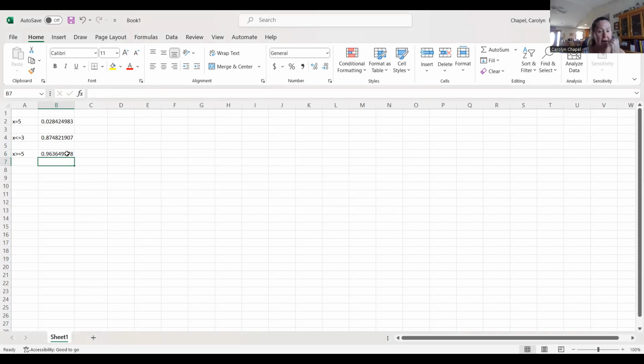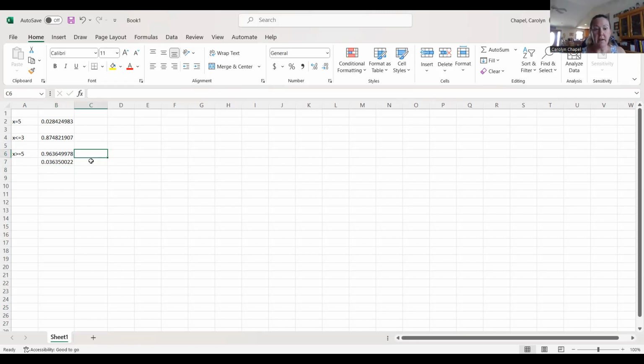So in this next cell, what I'm going to do is type an equal symbol. That's telling Excel I'm going to type in a formula. It's going to be doing some math. And I want to do 1 minus this number. So I'm grabbing that number. And there's the 0.036355.